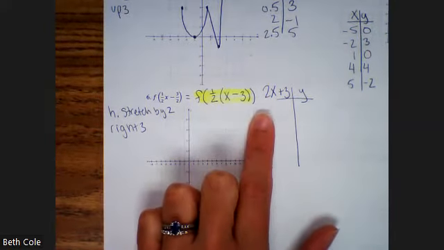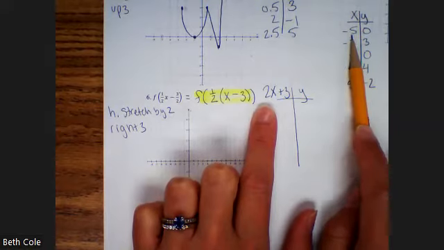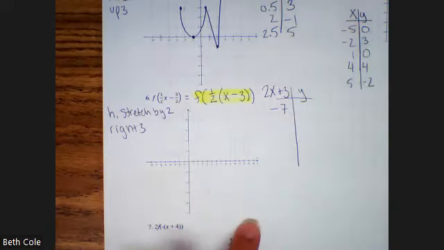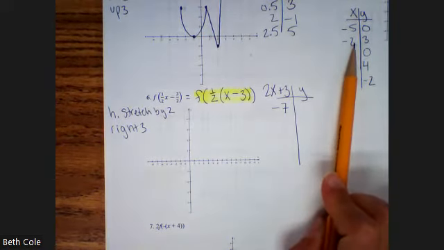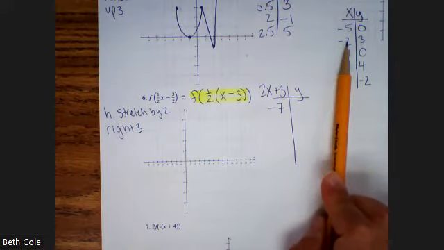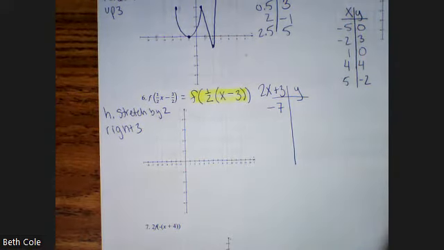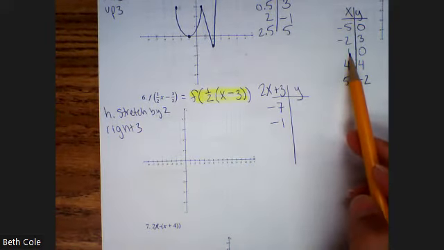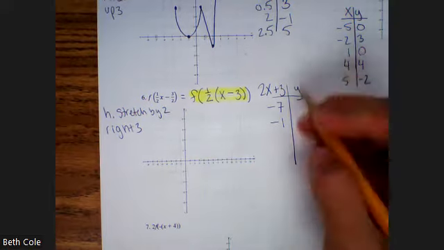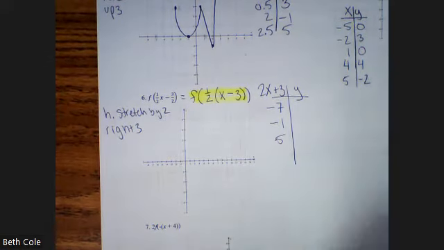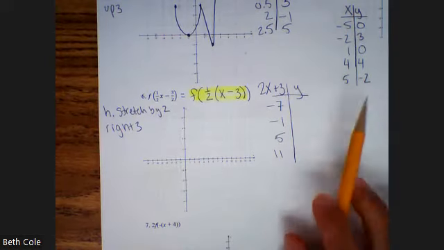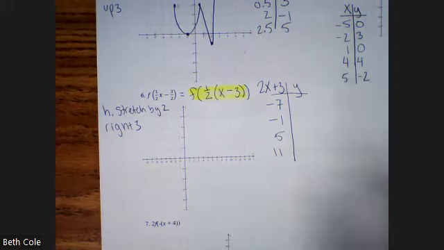I'm going to speed this up a little bit because I think we've got it. Double it, add 3. -5 doubled, -10 +3, -7. -2, double it, -4 +3, -1. 1, double it, 2 +3 is 5. 4, double it, 8 +3, 11. And then 5, double it is 10, +3 is 13.